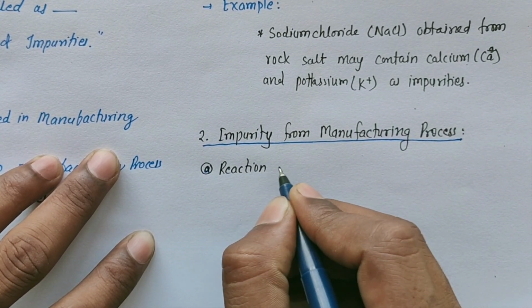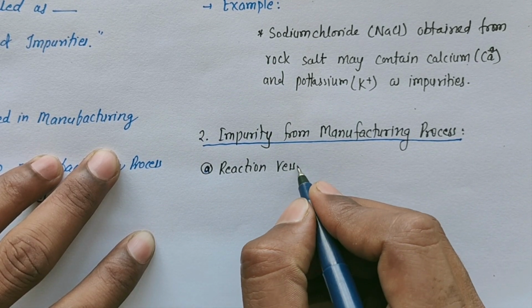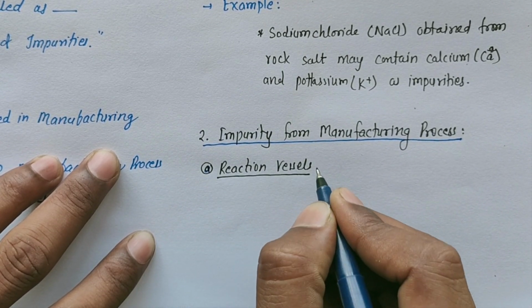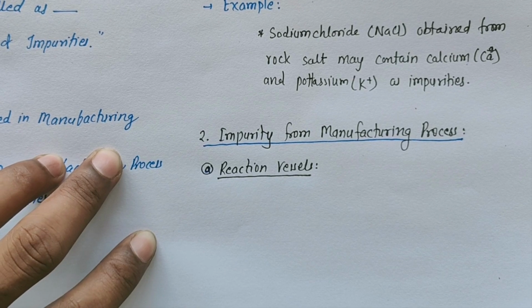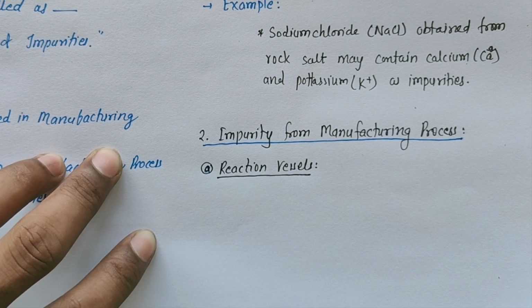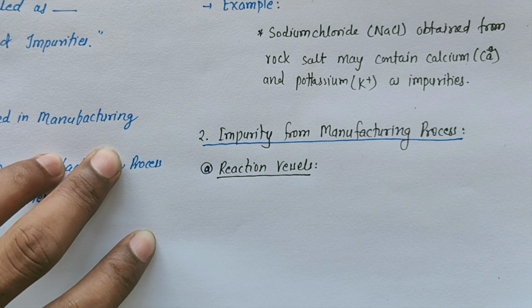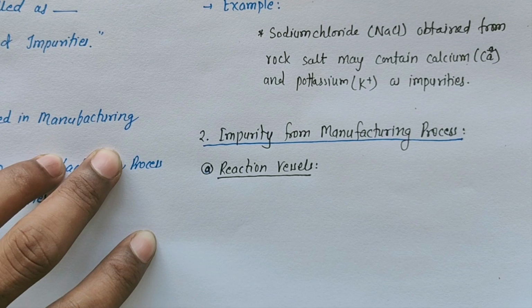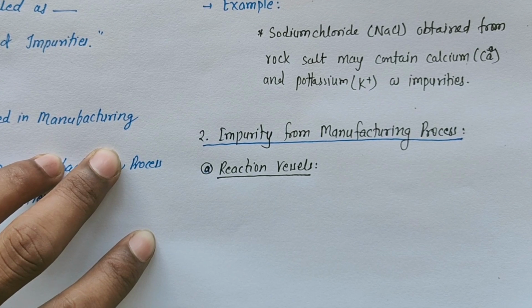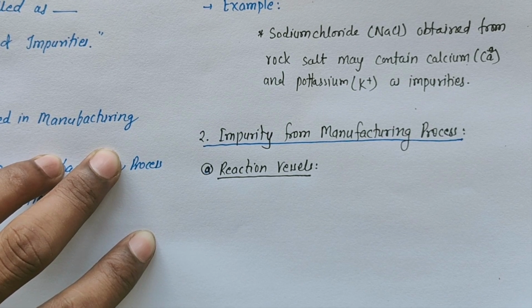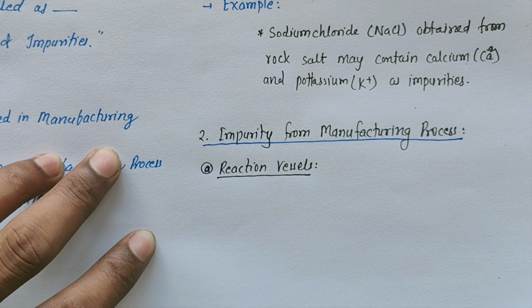Now we will see them one by one. First of all we are going to discuss reaction vessels. Reaction vessels are the instruments in which chemical reactions are carried out. If they contain impurities, or if they are contributing impurities to the reaction, the same impurities can be found in the final product.